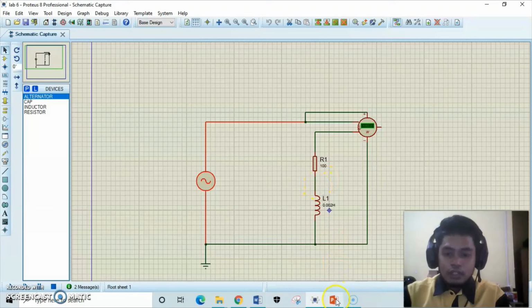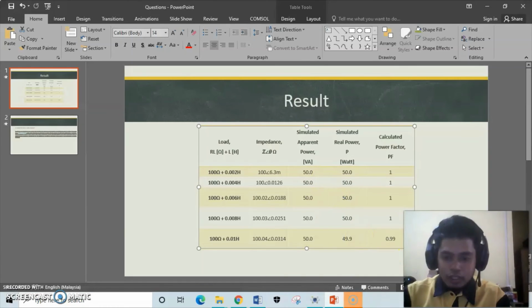The results for this lab are shown in this slideshow. The load is fixed at 100 ohm, and the inductor value differs for each of the 5 activities. After that I calculate the impedance using the formula given in the lab sheet. The simulated output power in VA and the simulated power in watt are simulated by Proteus.